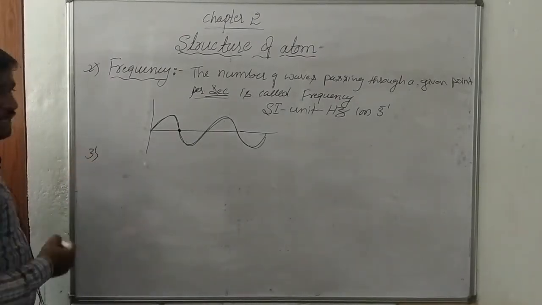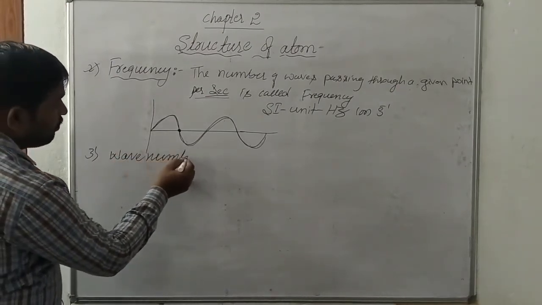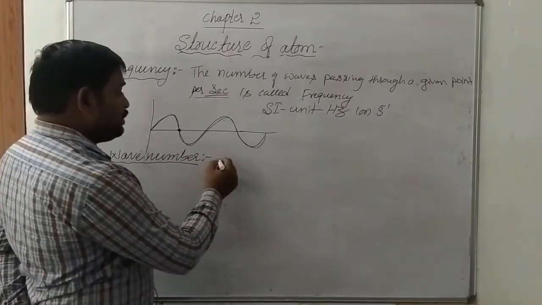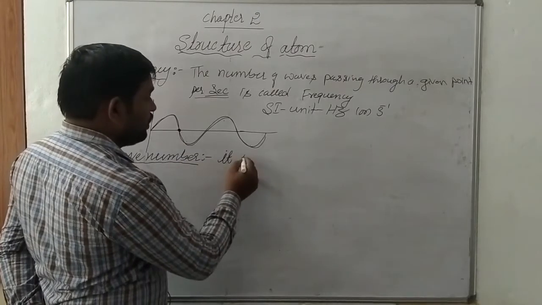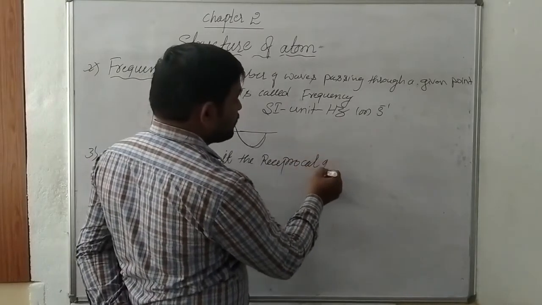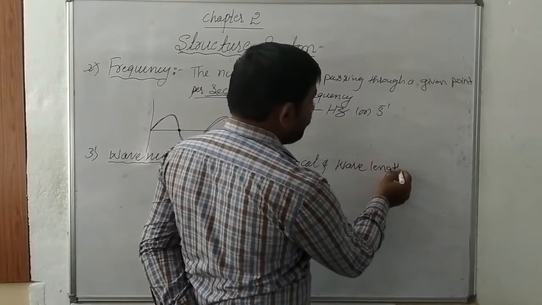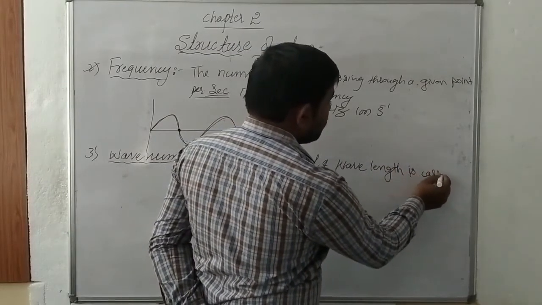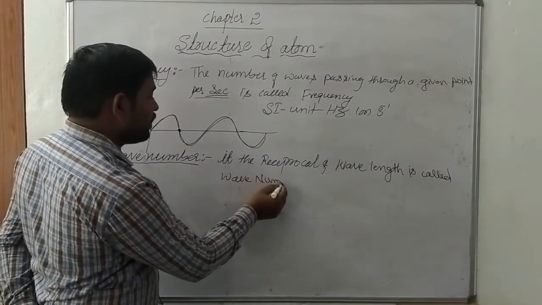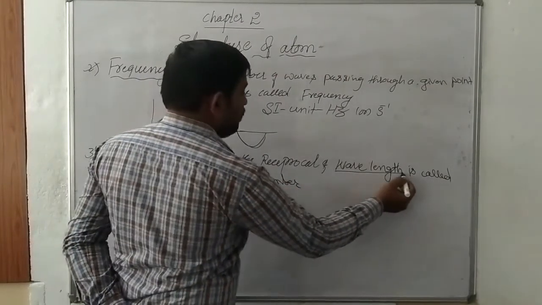The third electromagnetic radiation characteristic is wave number. So how do you define the term wave number? It is the reciprocal of wavelength. The reciprocal of wavelength is called wave number. So what is the reciprocal of wavelength? The reciprocal of wavelength is called wave number.